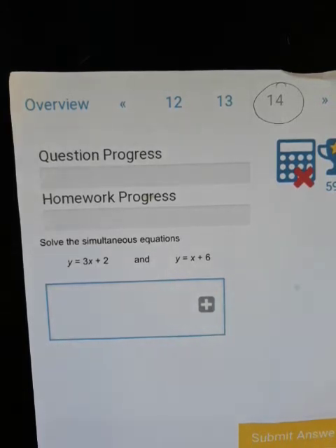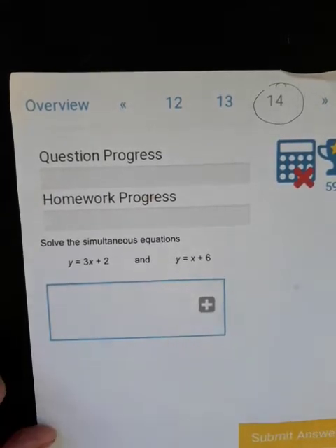This is question 14. If you haven't seen the question 13 clip, then I suggest you do that first, because I'm not going to go through the full explanation here. I'm just going to go straight into the method. The previous one, question 13, will do that for you.